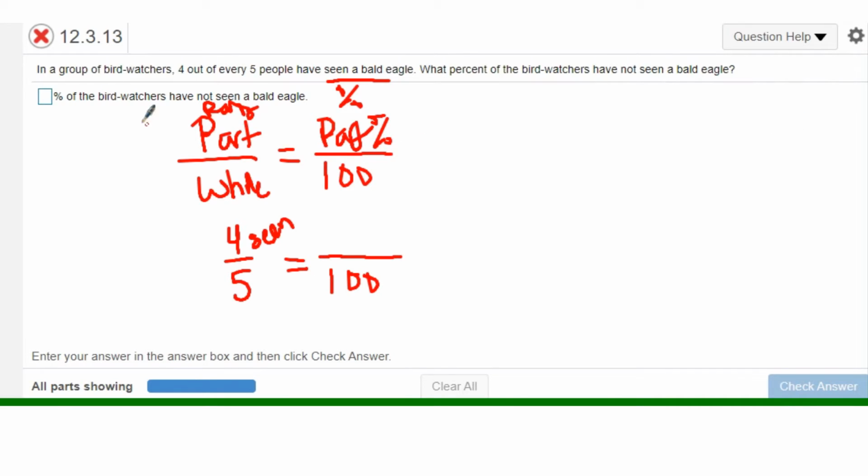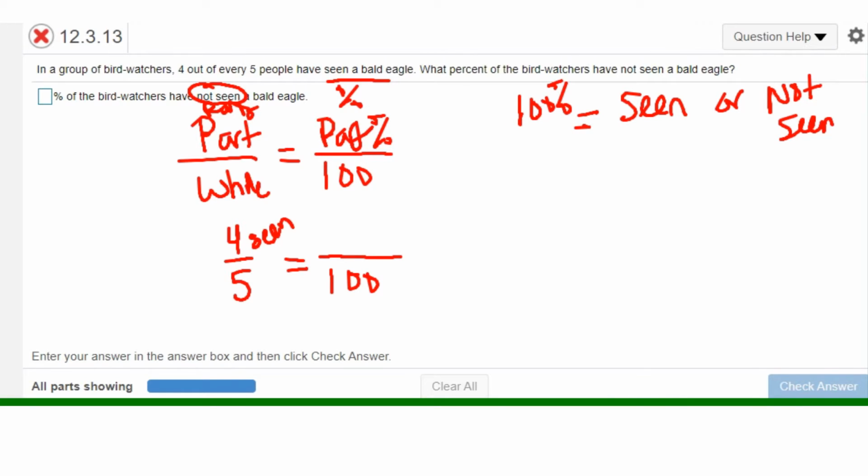I want that percent because the question is asking for the percent of people that have not seen. So you either have seen or you have not seen, and then together is going to be the whole percent. So we have to keep that in mind. If 4/5 represents what you have seen, 1/5 represents what you have not seen. So keep that in mind.